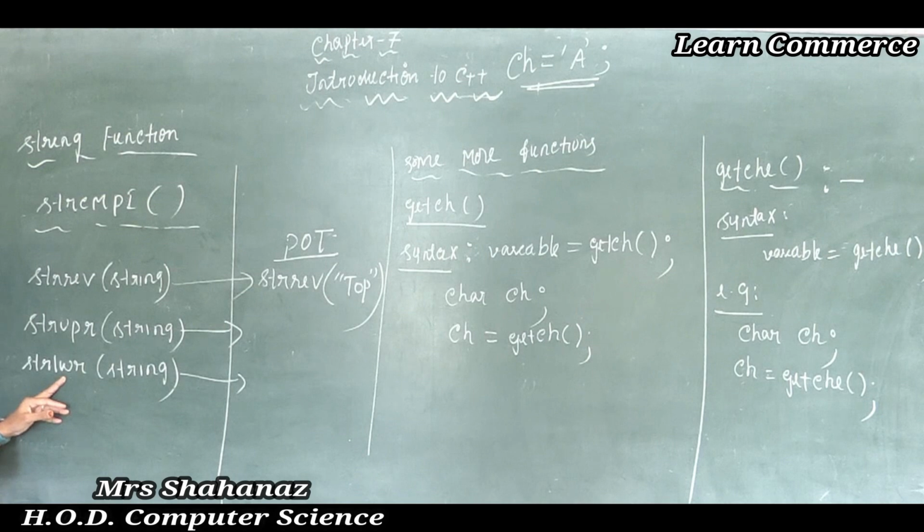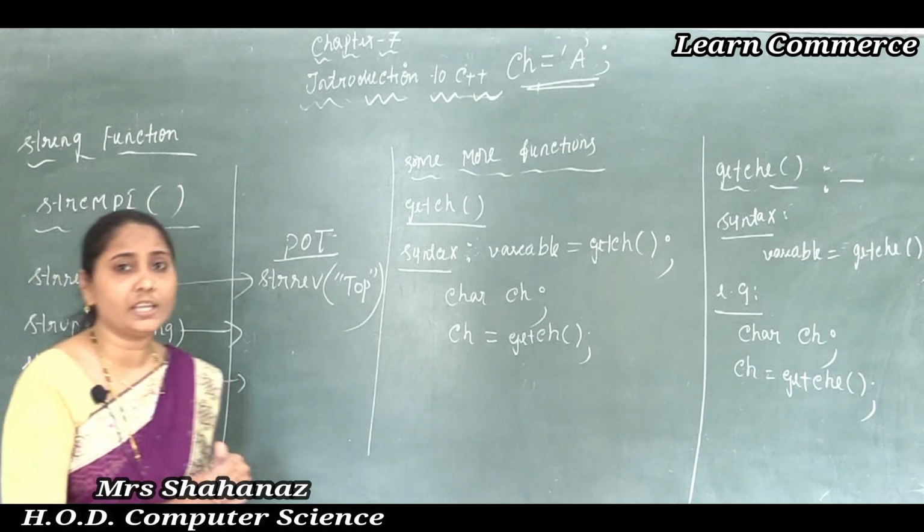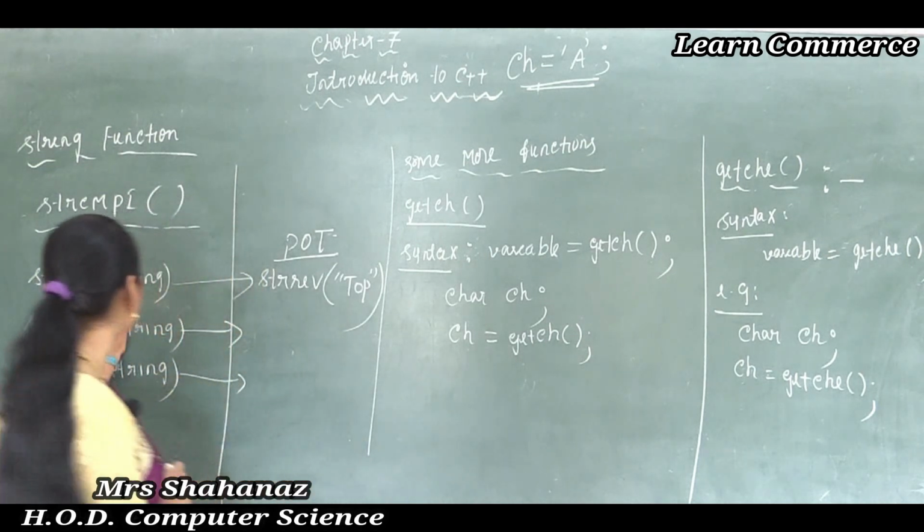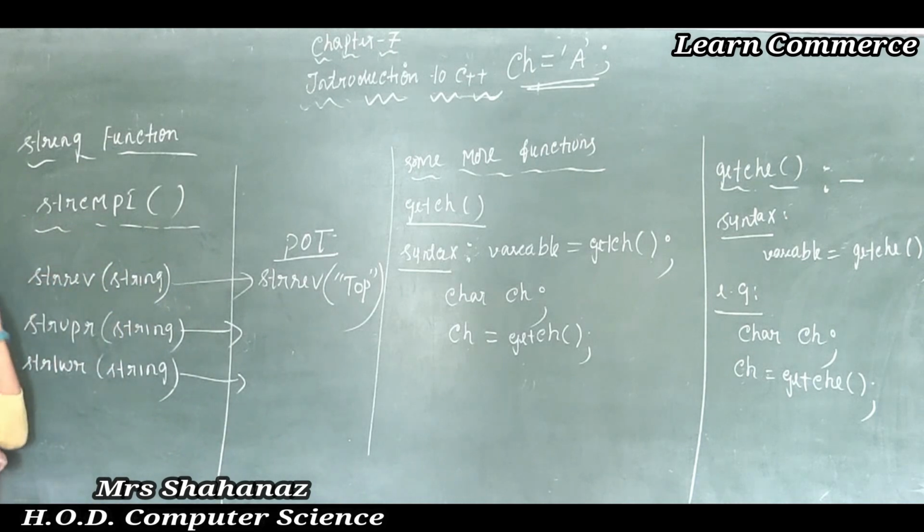So all these functions are going to join with our string functions only. So clear, no? In our string functions we have strlen, strcat, strcpy, strcmp, strrev, strupr and strlwr. So clear? Did everyone understand strupr?